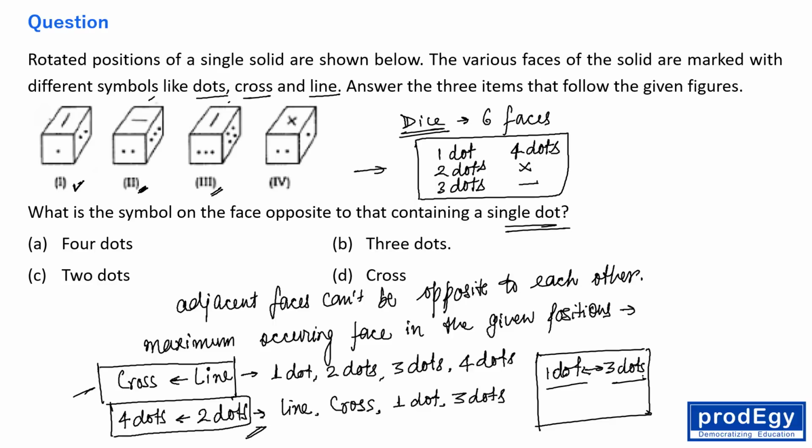Now let's talk about the question. What is the symbol on the face opposite to that containing a single dot? So single dot is opposite to three dots. Option number B. So for question number 1, option number B is correct. Now let's talk about the next question.